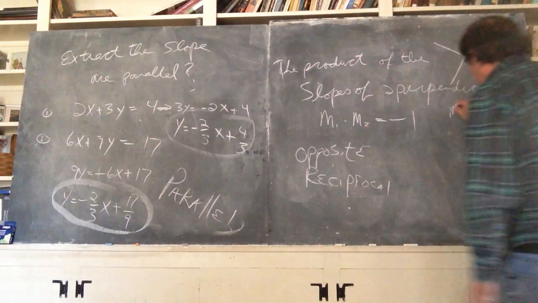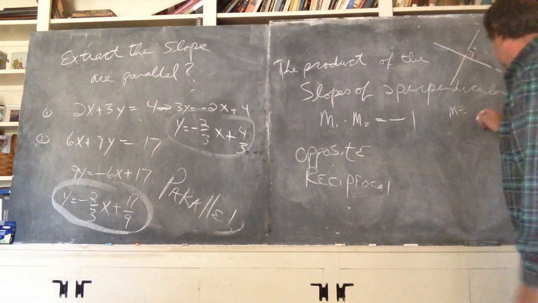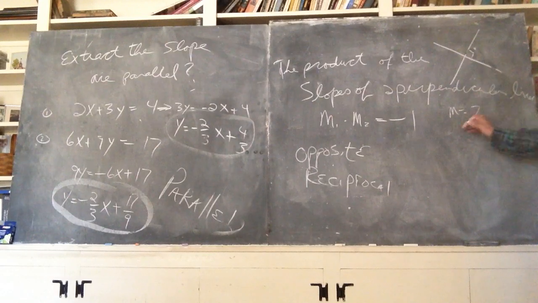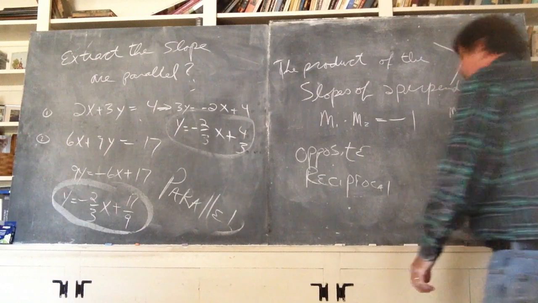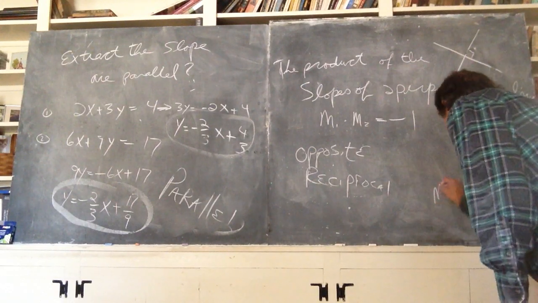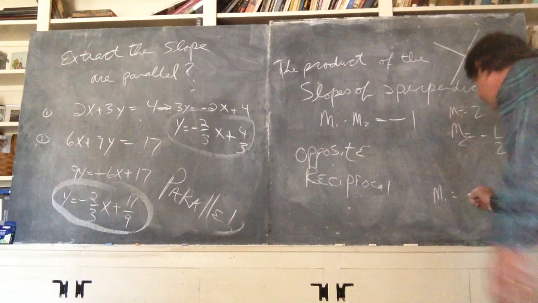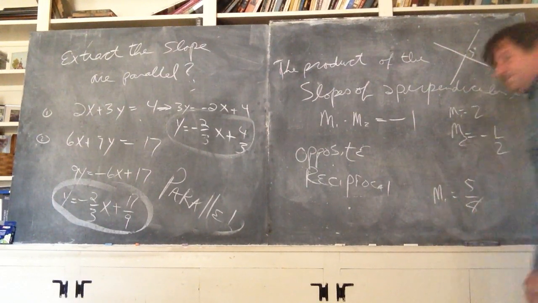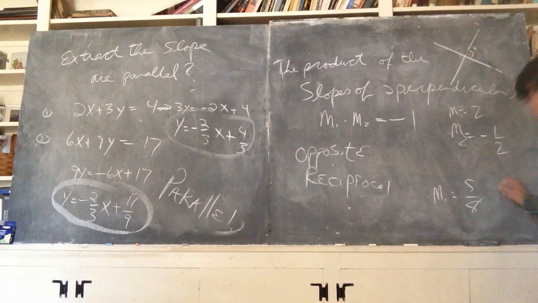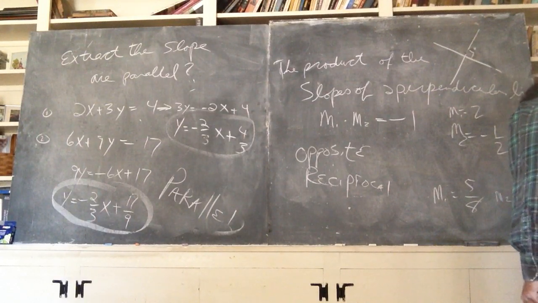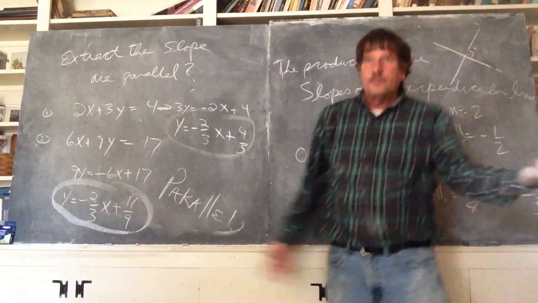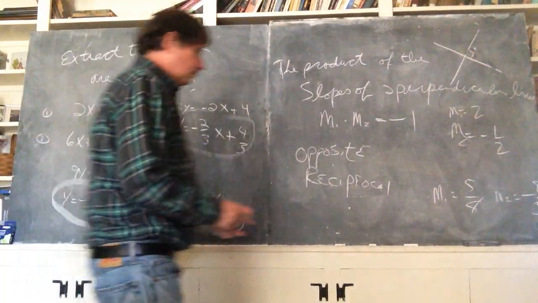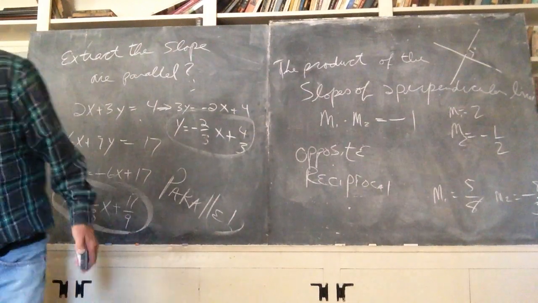So if one of the slopes was, say, 2, a line perpendicular to it would have slope negative 1/2. If a line has a slope of 5/8, a perpendicular line would have a slope of negative 8/5. Opposites and reciprocals. So now we're going to do a problem like this and say, hey, are these two lines perpendicular? I think that's what we're doing next. Perpendicular lines.